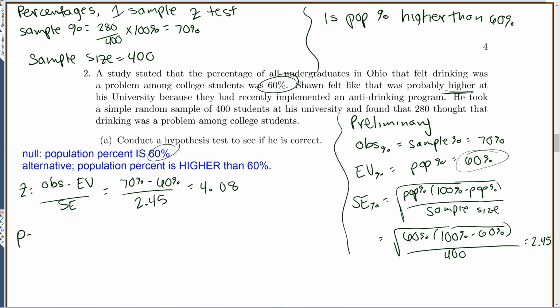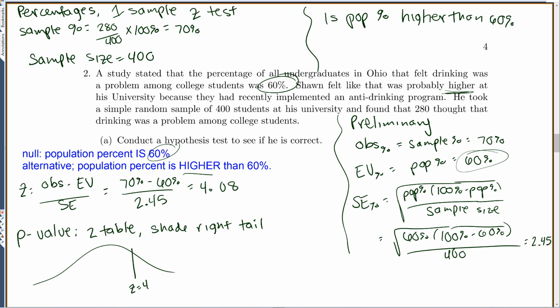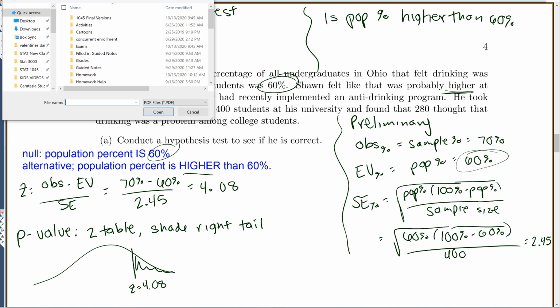Now for my p-value, this is a z-test, so I will use the z-table. And this said higher than, so I'm going to shade the right tail. So this is a one-tail test. We only had one tail, the right tail, that we care about. So z equals 4.08, and I want to find the area to the right. So now I open up my normal table.